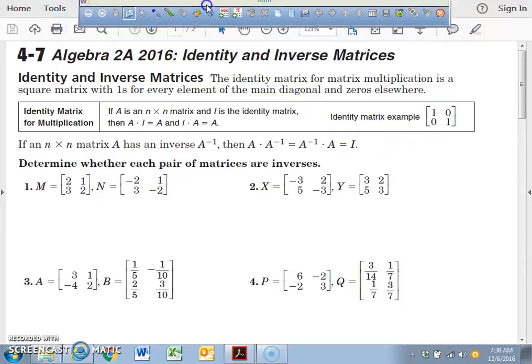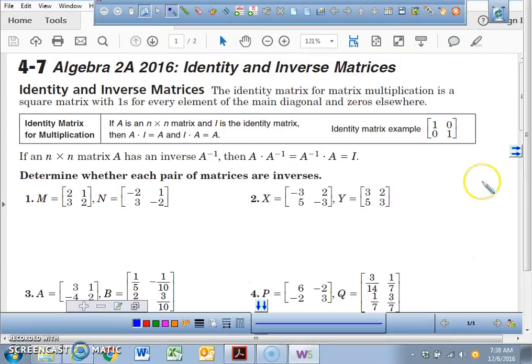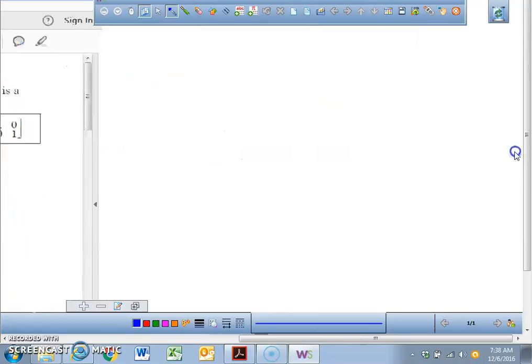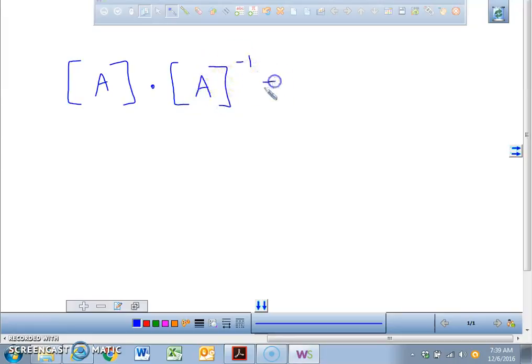Good morning, everybody. We're going to do a new topic called identity and inverse matrices. The first thing we need to know is the difference between an inverse and an identity. If we have any matrix and we multiply it by its inverse, what do we get? If these are both 2 by 2s, what's the identity matrix, Austin? 1, 0, 0, 1. So if you have two matrices multiplied together and they're inverses of each other, then you're going to get the identity matrix.